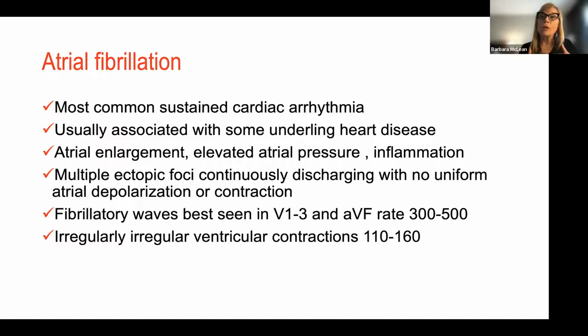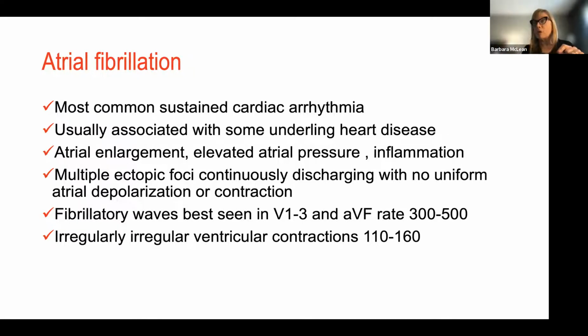Now, your normal AV junction is going to protect you from that fib depolarization communicating down to the ventricle. But if you have an accessory pathway, you have no protection. Your normal AV junction has slow channels and fast channels, and that's the way it controls the conduction of the impulse from atria to ventricle, but your accessory pathways are typically just fast channels.